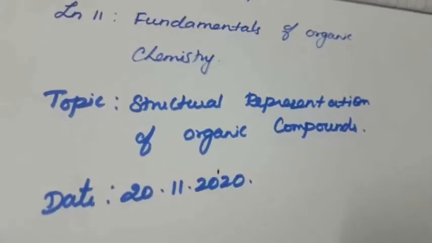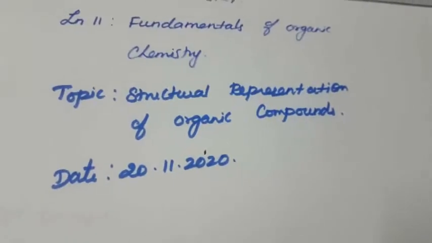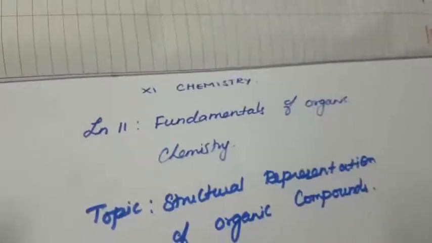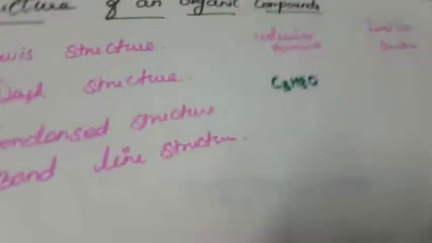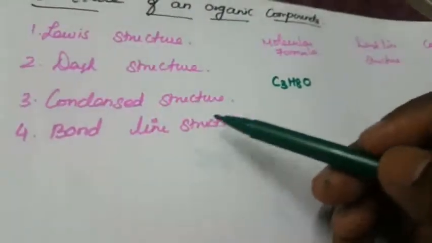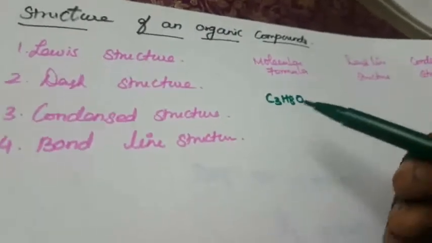Today we are going to see the continuation of the 11th lesson, fundamentals of organic chemistry. The topic is a continuation of the previous video, structural representation of organic compounds. What are the structural representations? There are 4 types. First one is Lewis structure, second one is dash structure, and third one is condensed structure, that is bond line representation structure. These are the structures of organic compounds.